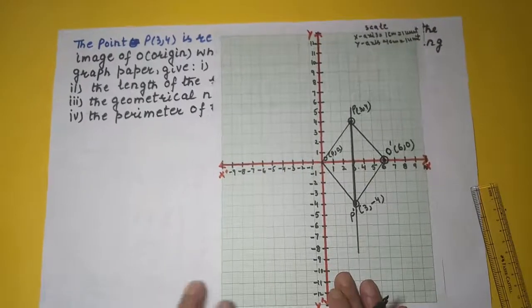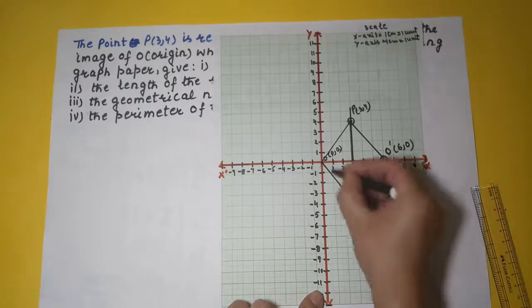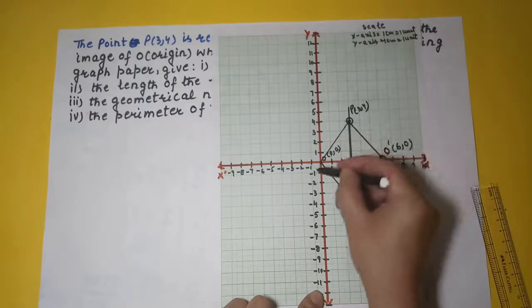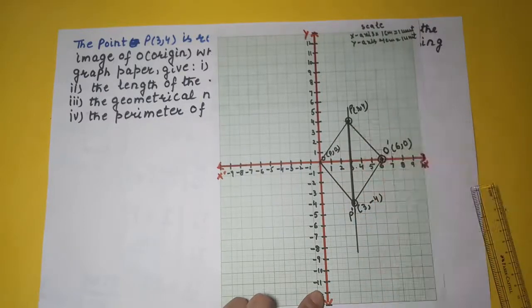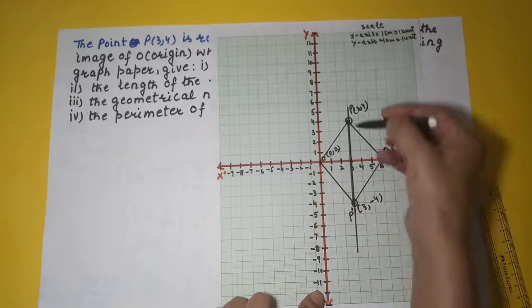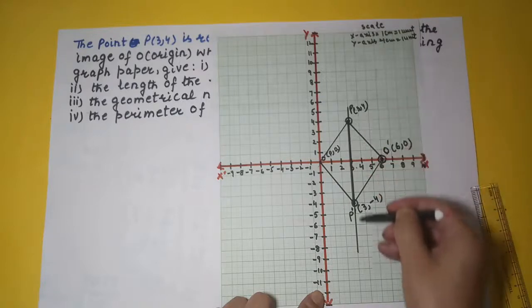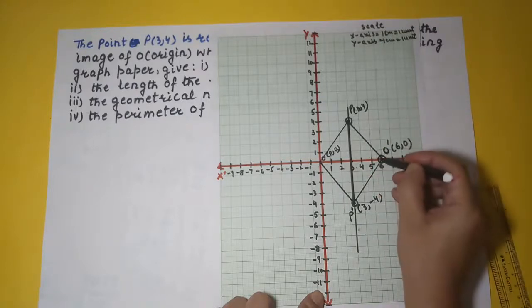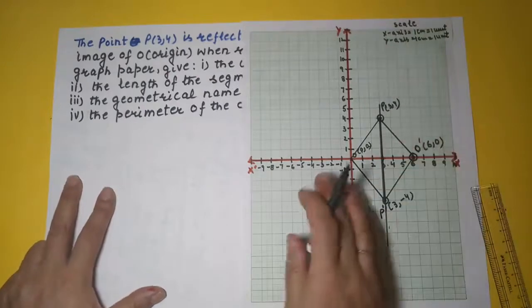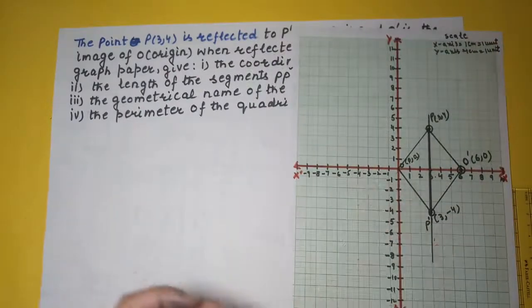Okay, so this is my quadrilateral P O P dash O dash. This is a rhombus, right? O dash is the reflection of point O when I reflected it along the line PP dash, right? And the coordinates of O dash are 6 and 0. Now we have to write all these answers on our answer sheet provided. So let's write one by one.